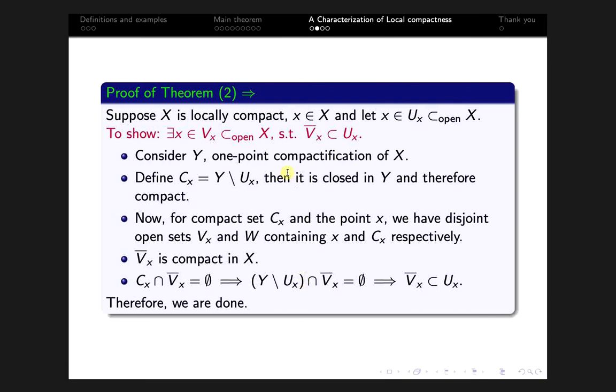Now we prove the converse part. Here our assumption is the following: X is locally compact. So we have to show that for any given point x and open neighborhood Ux of x, there exists an open neighborhood of x denoted by Vx, such that the closure of Vx is compact and the closure of Vx is contained in Ux. So note that X is Hausdorff and locally compact, therefore it admits a one point compactification.